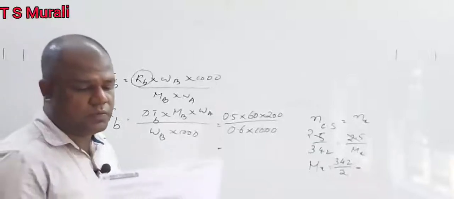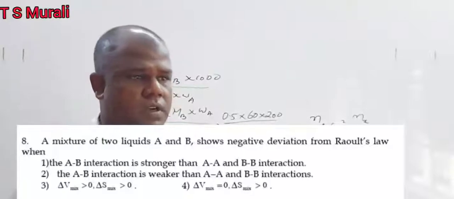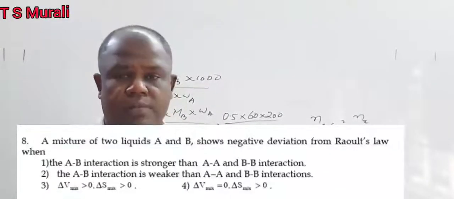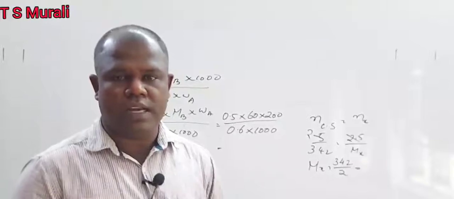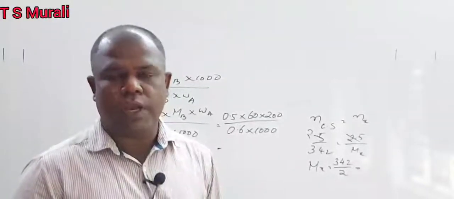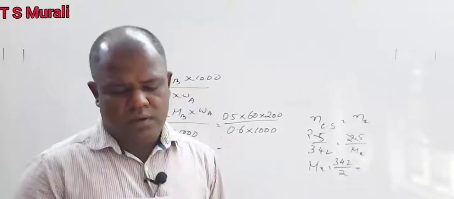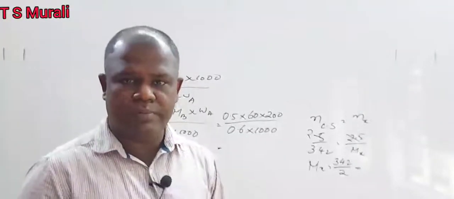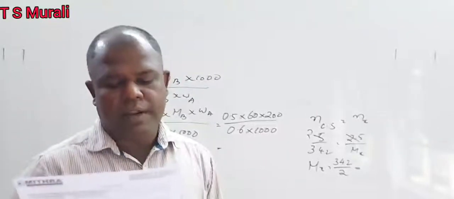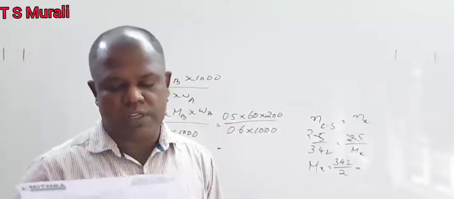Okay. Question number 8. A mixture of liquids A and B shows negative deviation from Raoult's law. Negative deviation means, comparing theoretical and observed vapor pressure, the observed vapor pressure is less than the theoretical vapor pressure. And that is because after the formation of solution, molecular interaction becomes stronger. Enthalpy of mixing negative, volume of mixing negative, everything is negative. So let us analyze. Yeah, A-B interaction is stronger than A-A and B-B interaction. Yeah, that is why vapor pressure decreases. A-B interaction is weaker than A-A and B-B? No. If it is weaker, positive deviation happens.